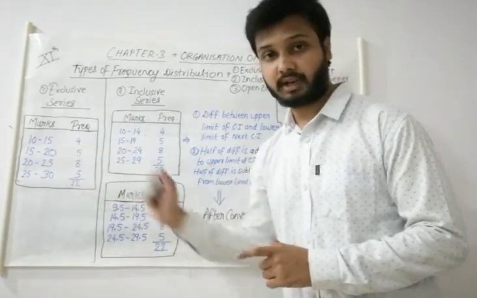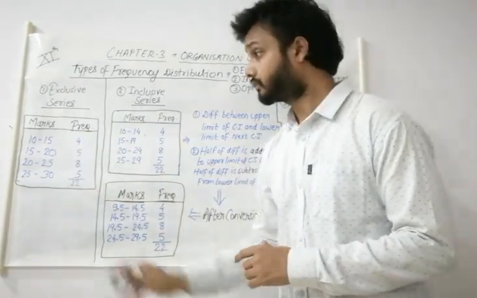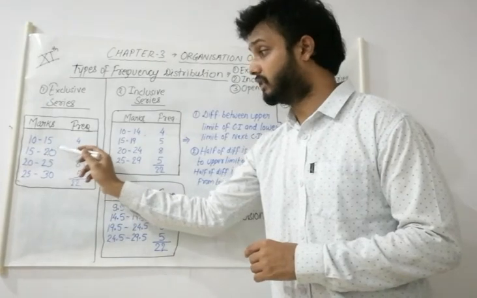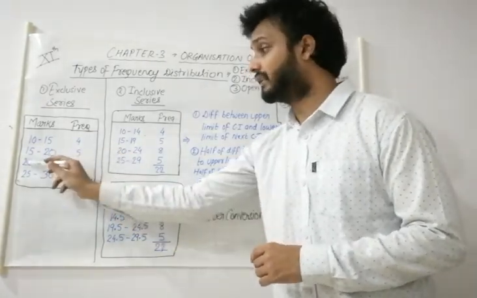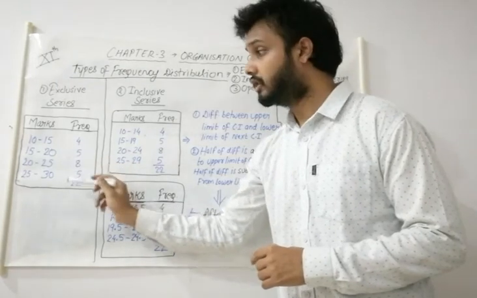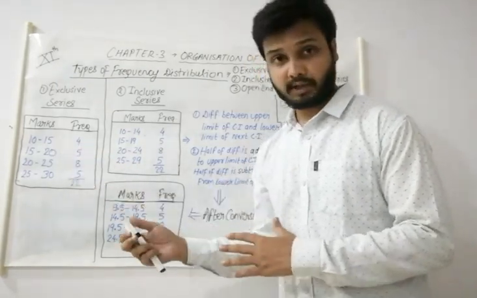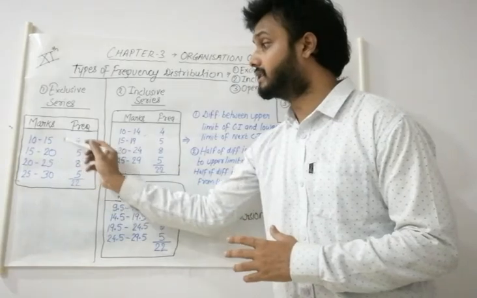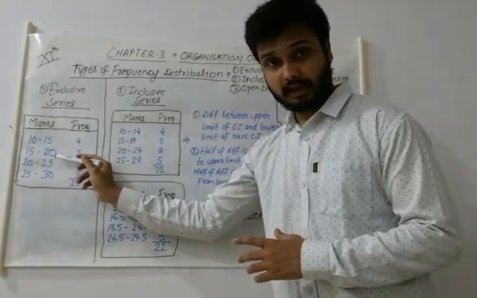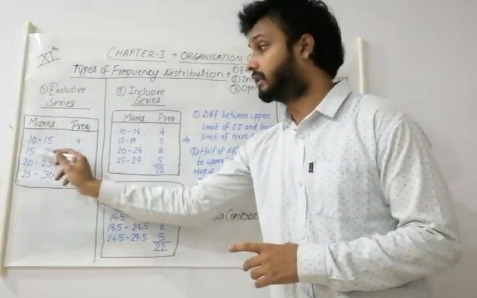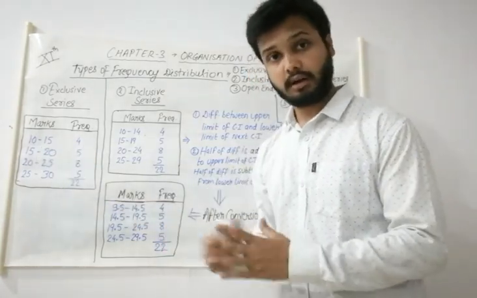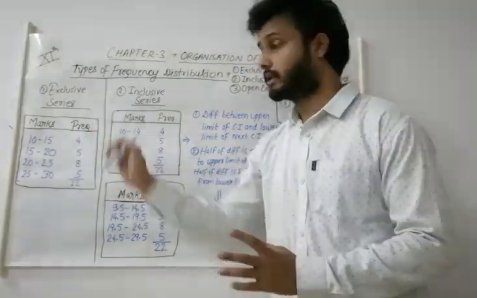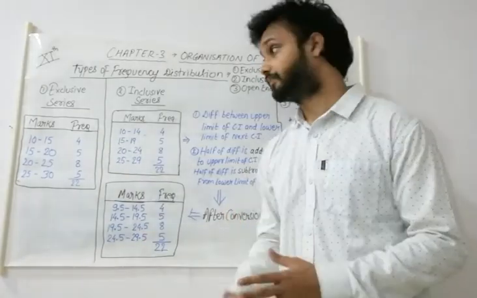Same here, if someone has got 20 marks, we will see that he is not included in this, but he will be included in this one. Okay, so wherever this type of confusion occurs, he will always be included in the next one, where that data or those marks are in the lower limit and not the upper limit. So this was about the exclusive series.